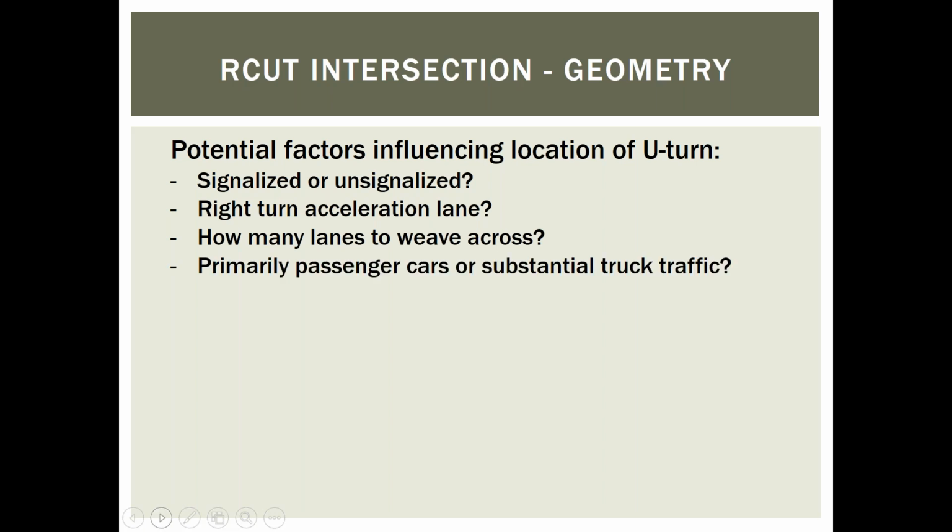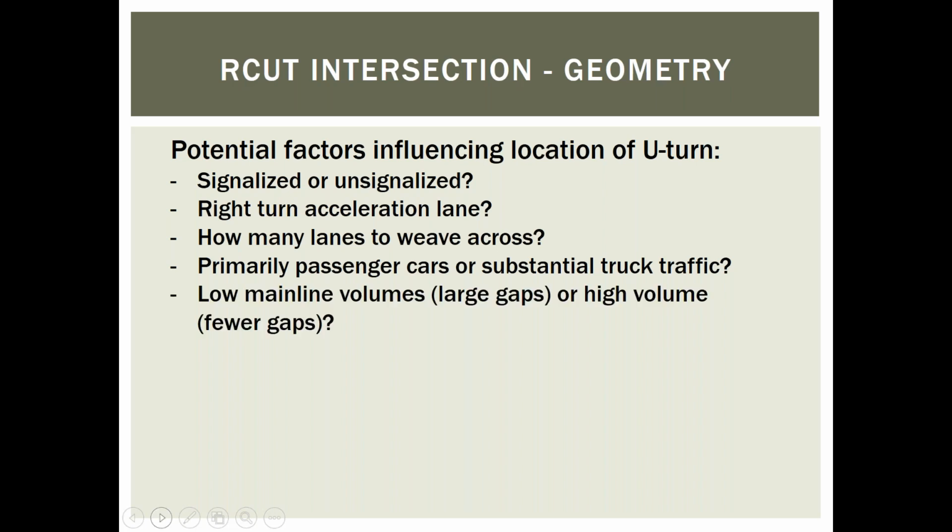Is it primarily passenger cars or a lot of truck traffic coming out of the minor street? Truck traffic, they need longer distances to accelerate. They need larger gaps. The gaps that are available is really a function of mainline volumes. If I have pretty light volume on the major street, I've got a lot of gaps. If I've got higher volumes, I've got fewer gaps. Fewer gaps might mean the need to push the U-turn bay further away.